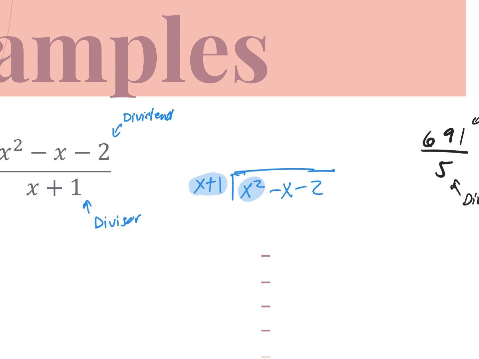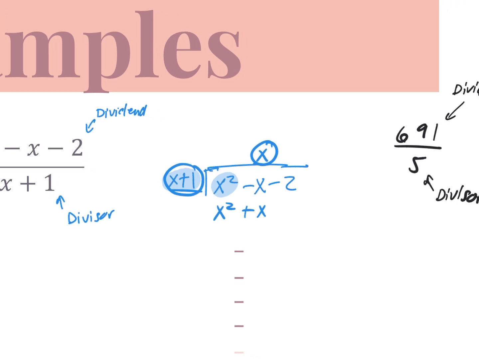Because now we're trying to think, what can we multiply x plus 1 by to get an x squared? Think about it, and it's actually going to get you an x. I'm going to write the x over our x term. And what you do next is x times x plus 1, and that goes right underneath this x squared minus x. So we get an x squared plus x, because that's what we get when we do this x times this x plus 1.